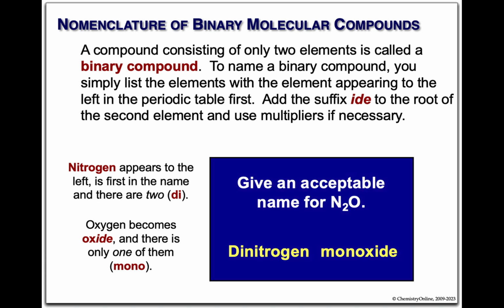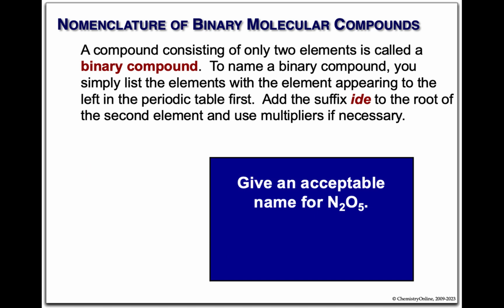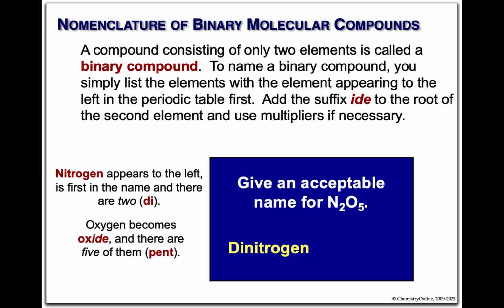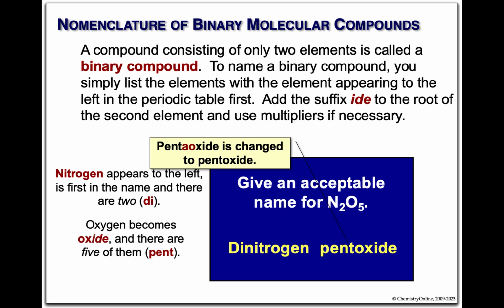We'll see that now. Again, this is two nitrogens, so it's a dinitrogen. 5 is penta. So this is pentaoxide. But instead we write pentoxide, the A is gone. Any questions? Well, then do some.